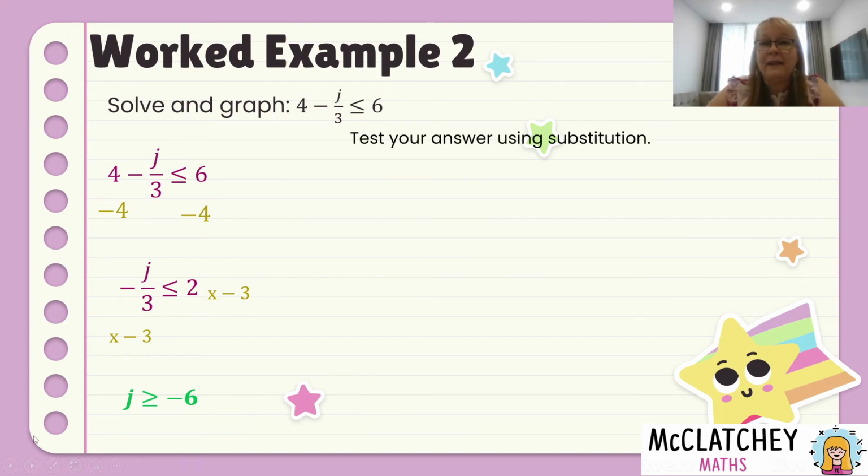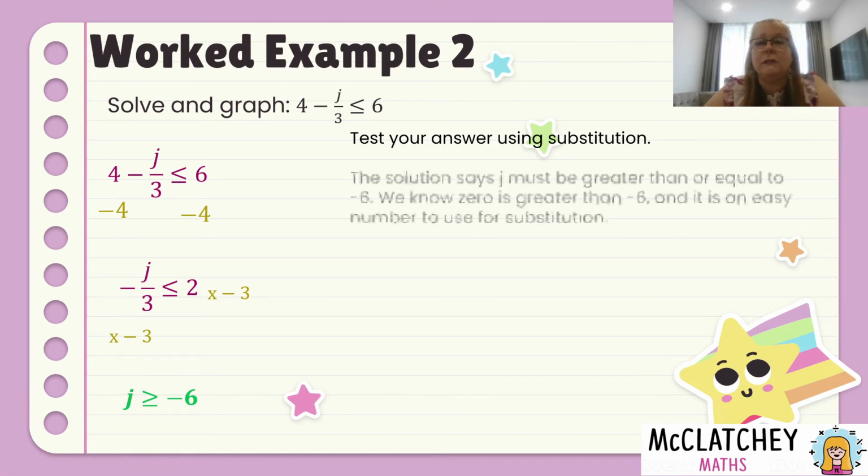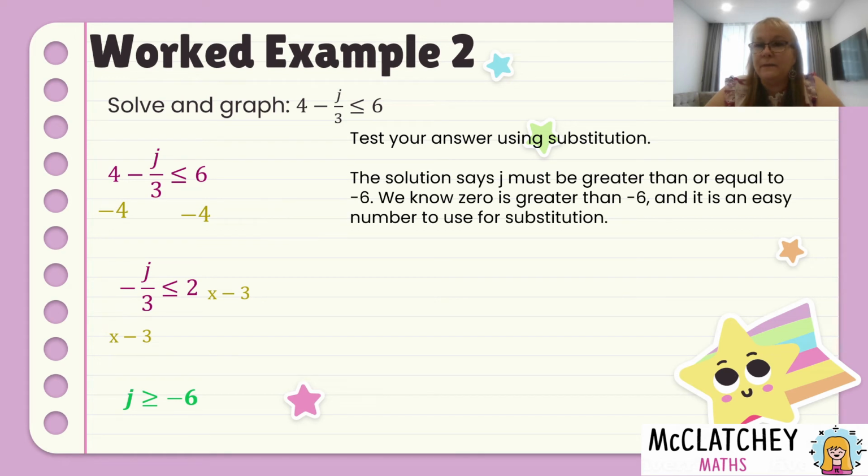Think of a number that's bigger than negative 6. Now, anytime you can use the number 0, I always say use 0. 0 is bigger than negative 6, and it's an easy number, especially with fractions, to substitute in. So we're going to substitute j equals 0 into this equation.